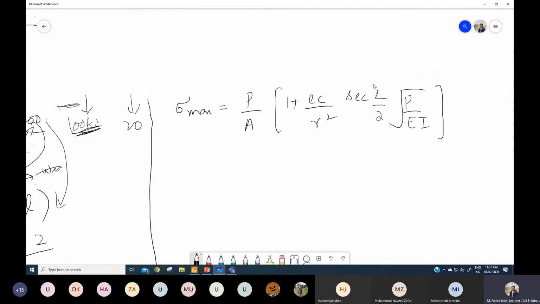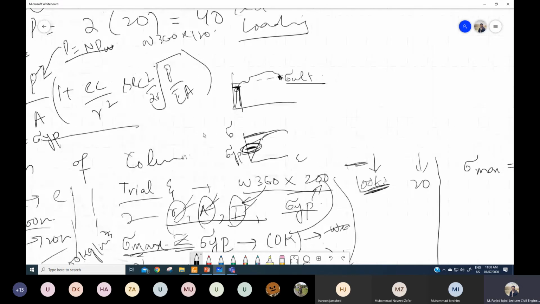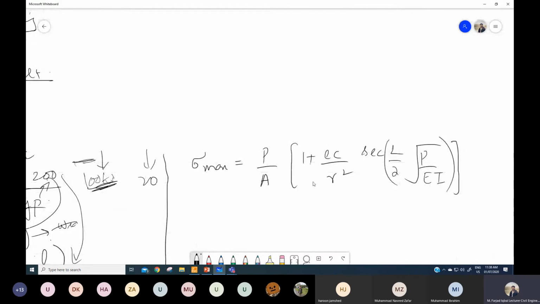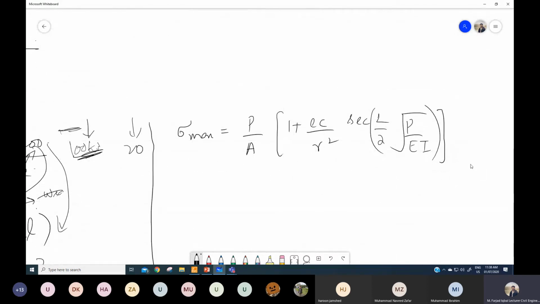By the way, have you got where I got this formulation from? Because over here there is an EA factor. Why am I writing EI over here? I is equal to A R square. So in that equation, I have moved that R factor inside, and it will be A R square, so I can replace it by I.